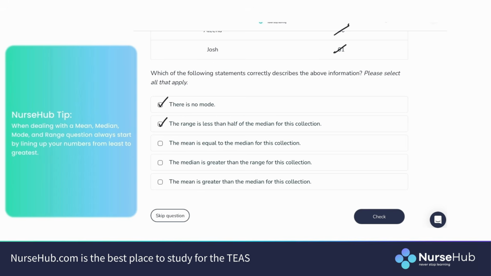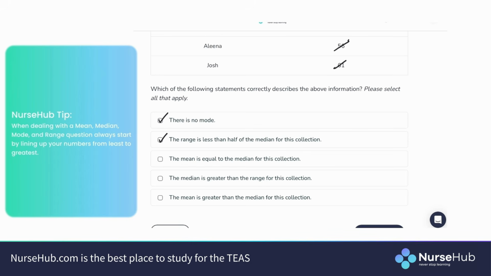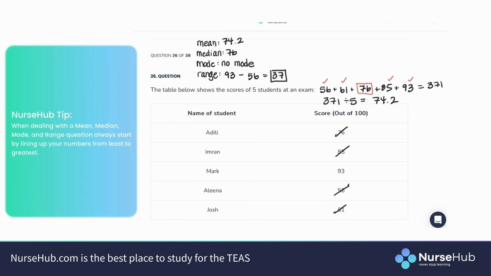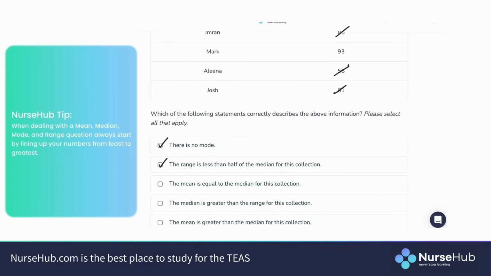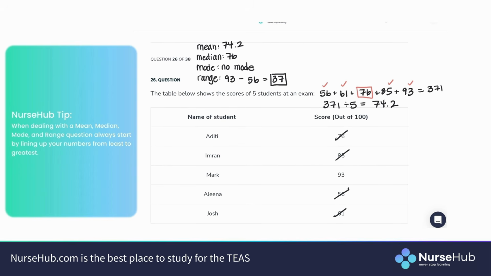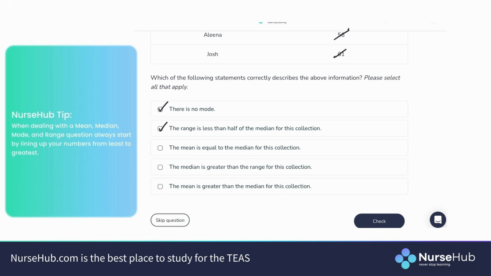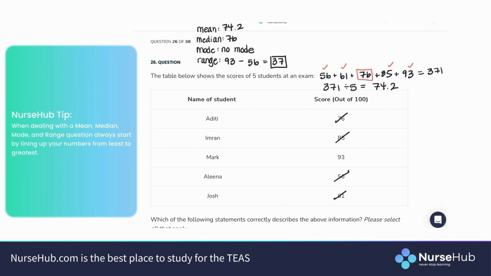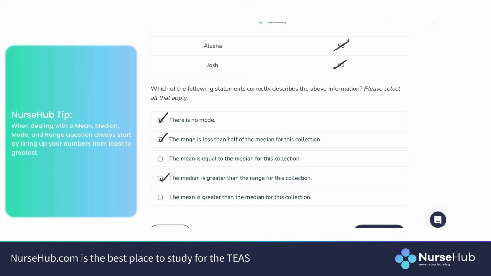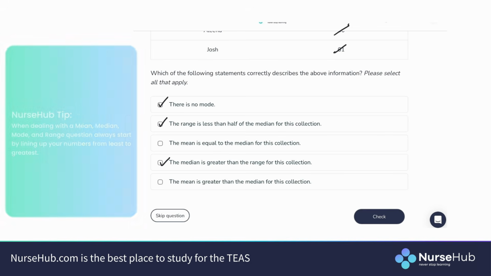Notice how much easier this is since we're not trying to figure out things at multiple times. The mean is equal to the median for this collection. Mean is 74.2, median 76. Nope. The median is greater than the range. Let's look back up. Median 76, range 37. So yes, that one is correct. And the mean is greater than the median for this collection. Let's look again. The median is greater, the mean is not greater, so these are our three answer choices that work.